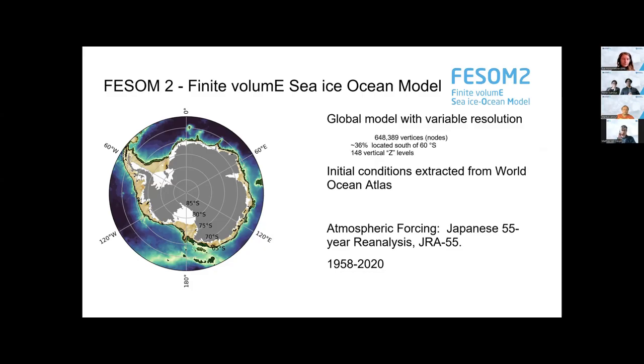Here's just some information about the mesh. We have 650,000 points on the surface, and more than 30% of these points are located in the Southern Ocean, south of 60 South. I'm using 148 vertical levels, and using a larger number of vertical levels is so that we can resolve the dense shelf water exports off the continental shelf.